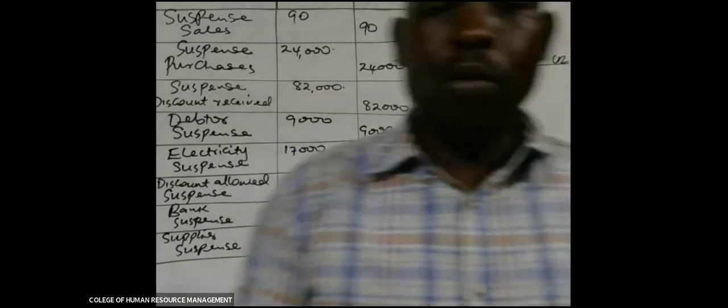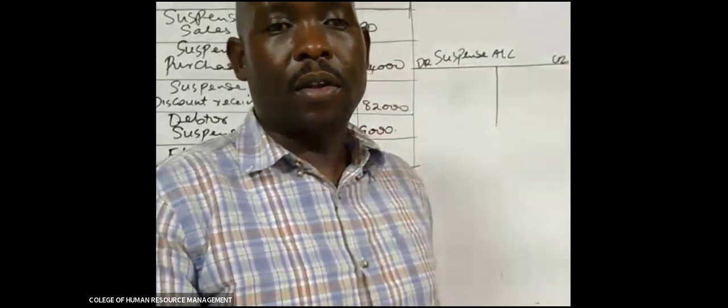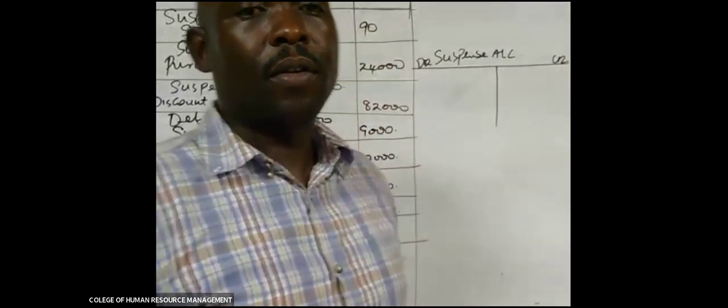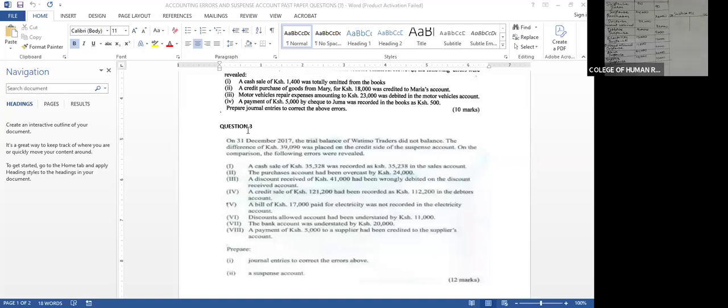we read the question how it was. From the beginning there. On the 31st of December 2017, the trial balance of Watimo Traders did not balance. The difference of 39,090 was placed on the credit side of suspense account. So this difference, which I told you is normally put on the side with less amount in the trial balance, but in this case, we have been specifically guided on where to place it. We are told to place it on the credit side.